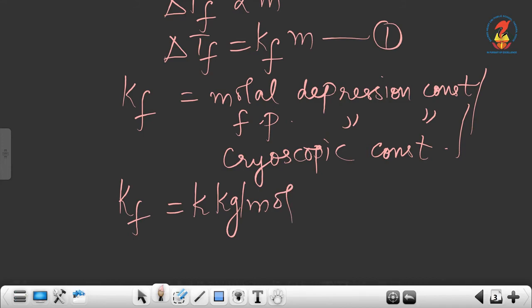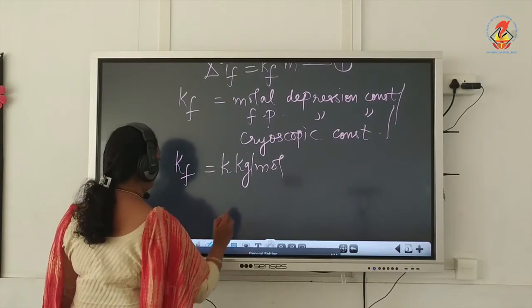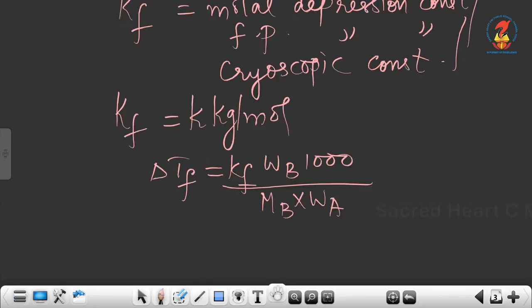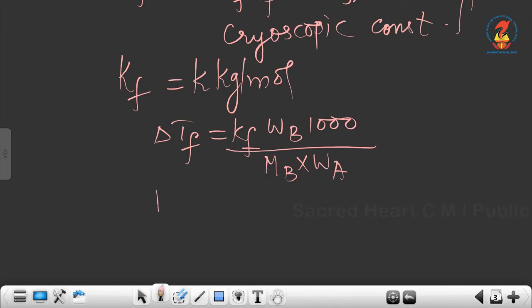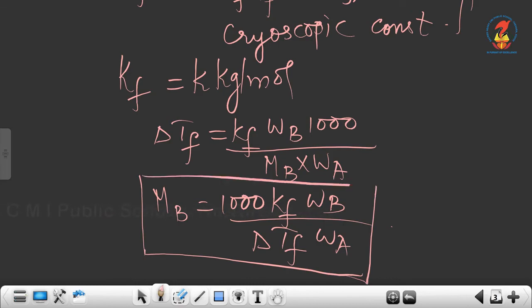And again, we are going to substitute for molality in equation number 1. So, I will write delta Tf is equal to Kf into Wb into 1000 divided by Mb into Wa. Now, from this expression, I am going to write the expression for Mb. Mb will be equal to 1000 Kf Wb divided by delta Tf into Wa. So, this is the expression to find molecular mass of solute from depression in freezing point.